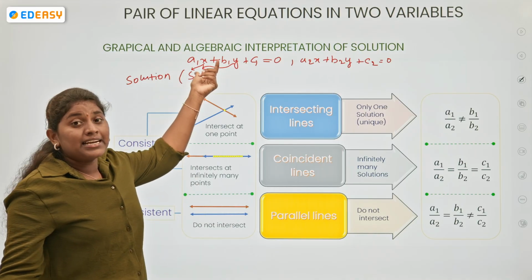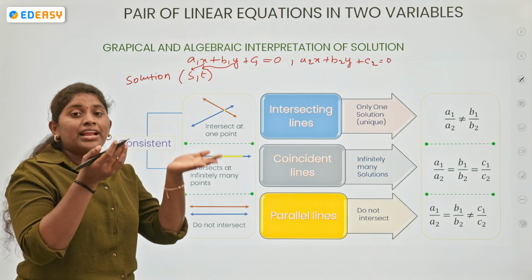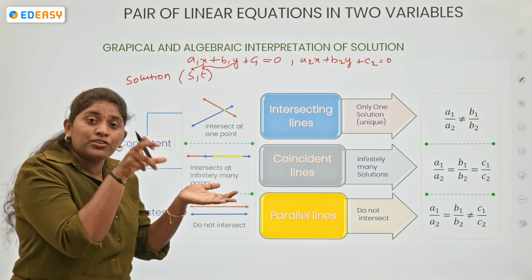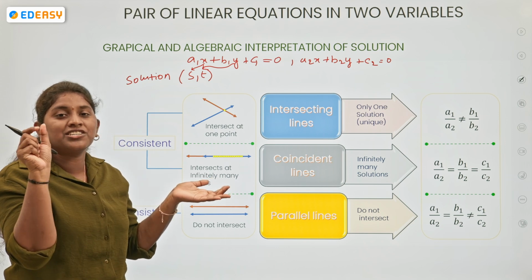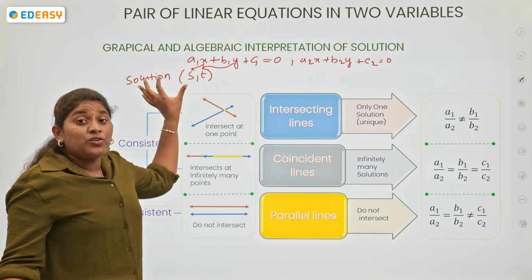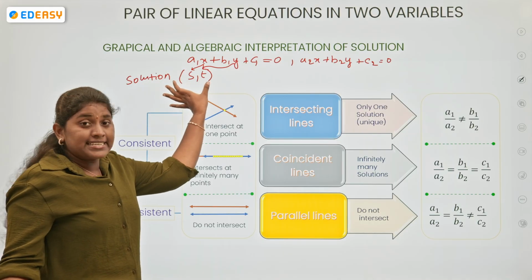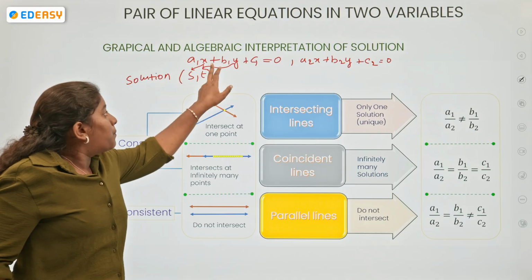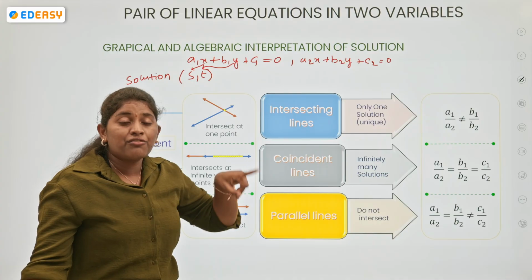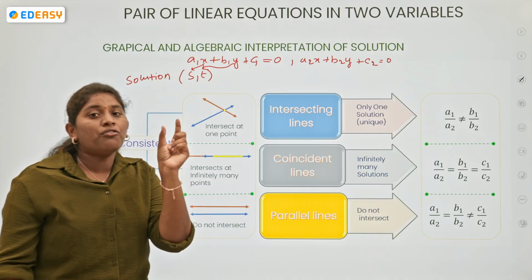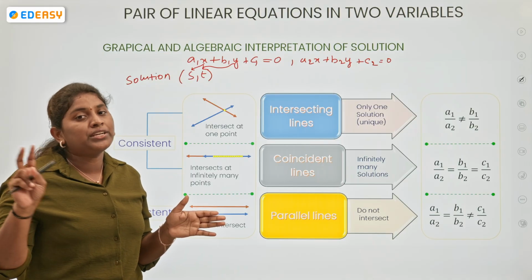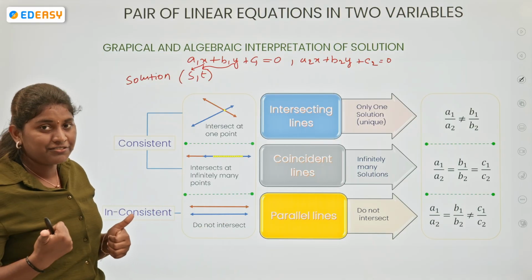After replacing those x and y values, if you get LHS equals RHS, then that point will satisfy. That means those values will satisfy the given linear equation in two variables. Now, in the same way, solution means these values s and t will satisfy both of your two equations. Solution for a pair of linear equations means the values of x and y will satisfy both the given linear equations. Clear, everyone?